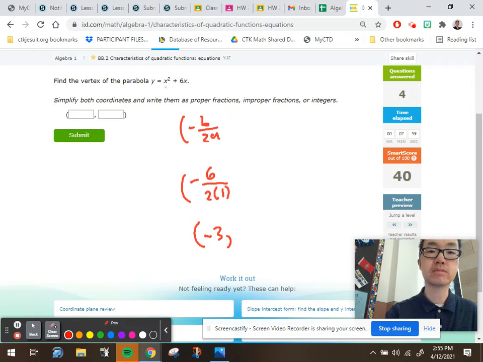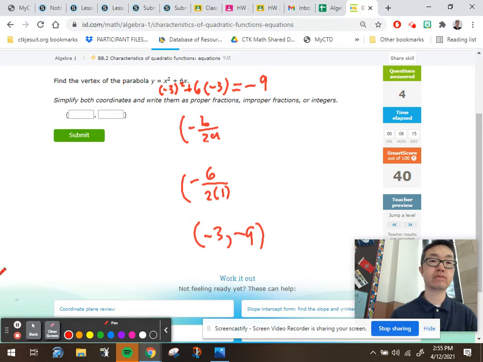Now, we substitute negative 3 back in here to find y. So negative 3 squared plus 6 times negative 3. Solve that. Pause the video. Solve that. You get negative 9. So our y value is negative 9. Negative 3 comma negative 9.